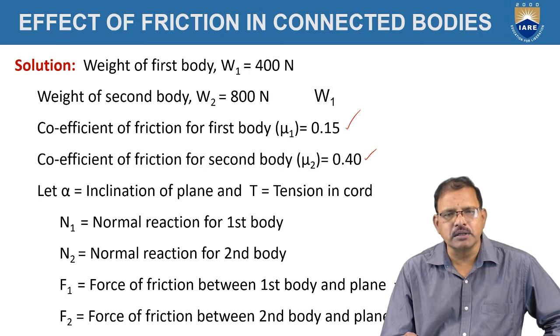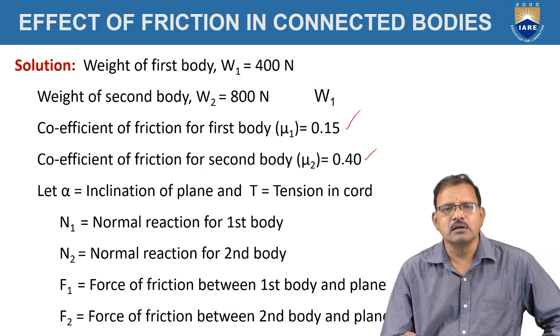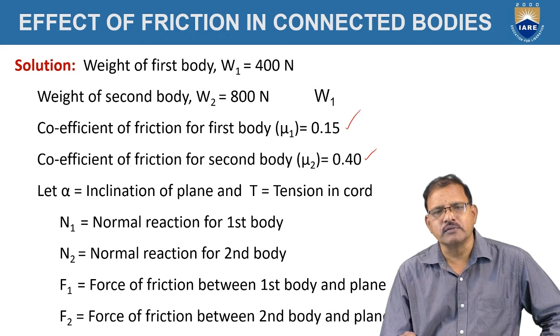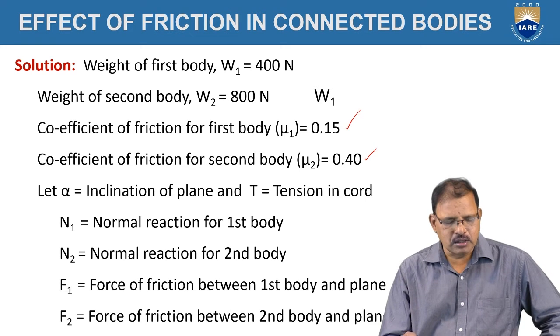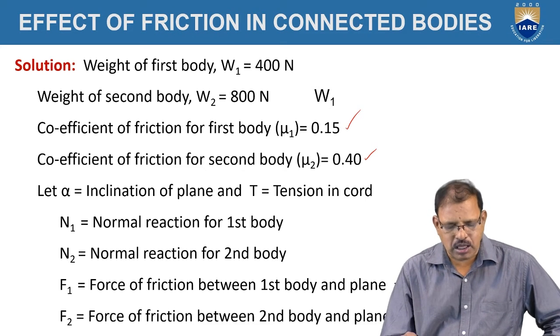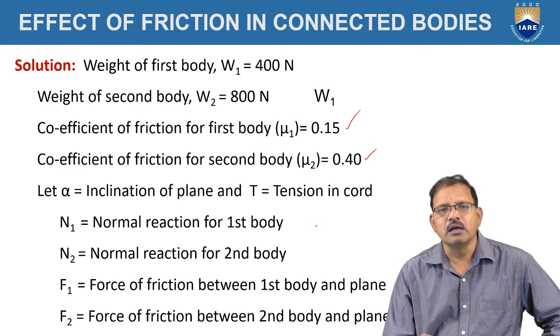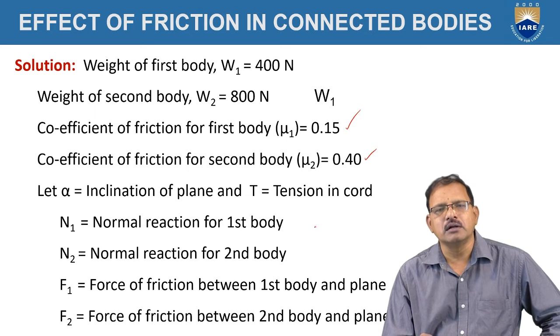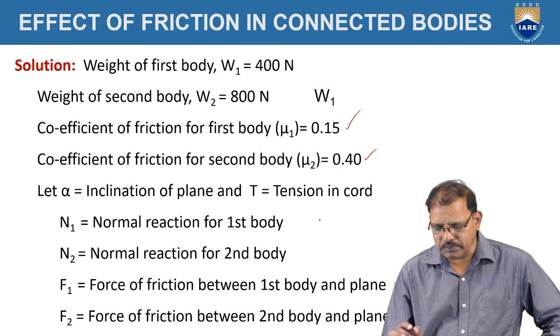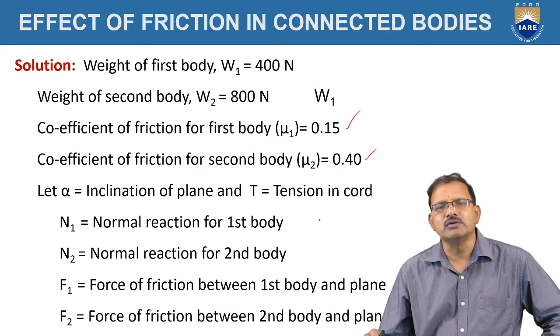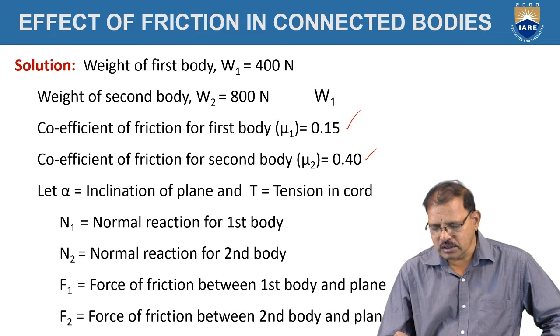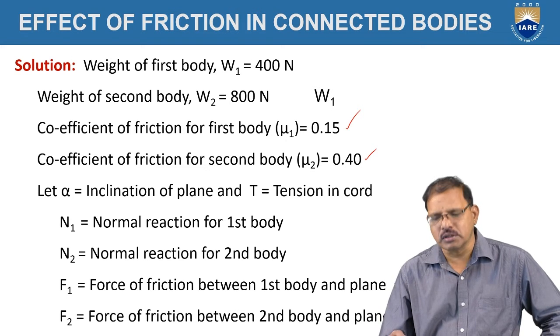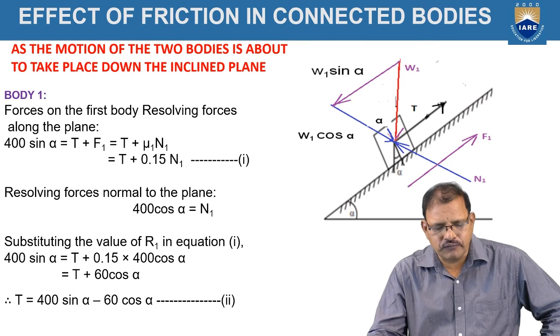Maybe the directions may be different. It depends upon the object chosen for drawing the free body diagram. N1 represents the normal reaction for the first body. N2 is the normal reaction for the second body. F1 represents the friction force between the first body and the plane, and F2 represents the friction between the second body and the inclined plane. But F1 we can write as mu1 N1, and F2 is equal to mu2 N2, and so on.